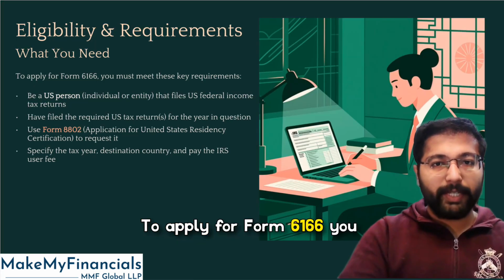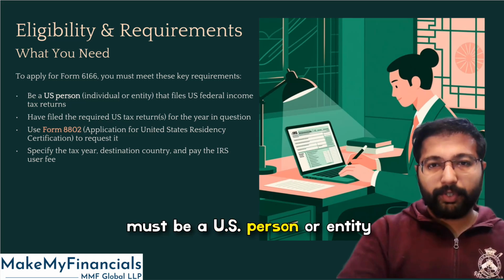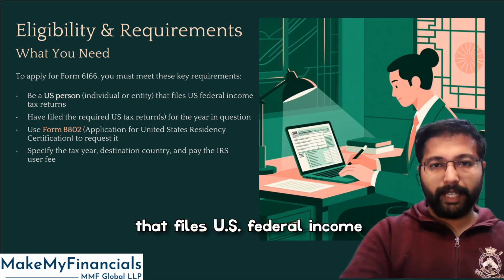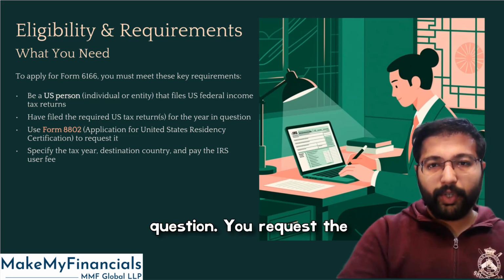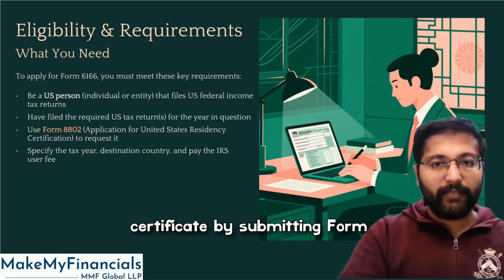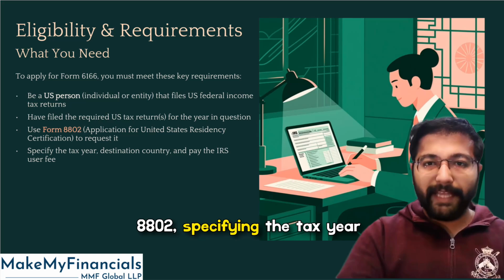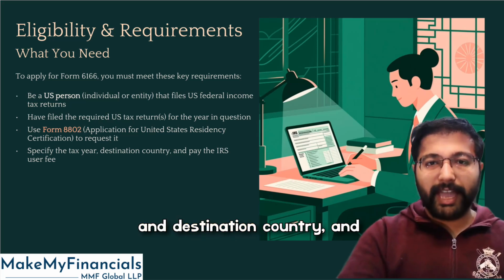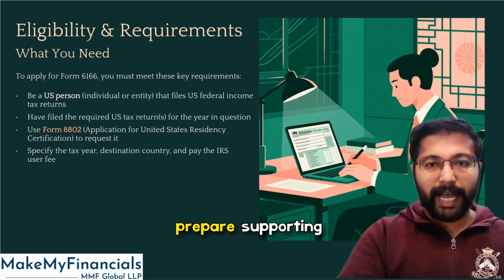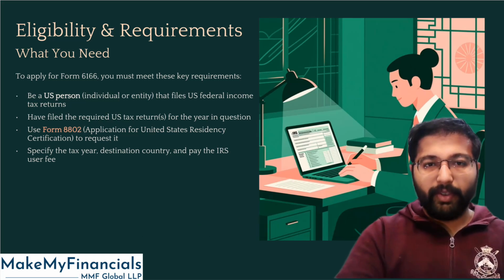To apply for Form 6166, you must be a US person or entity that files US federal income tax returns and have filed the required returns for the year in question. You request the certificate by submitting Form 8802, specifying the tax year and destination country, and paying the IRS user fee. So prepare supporting documentation in advance to avoid delays.